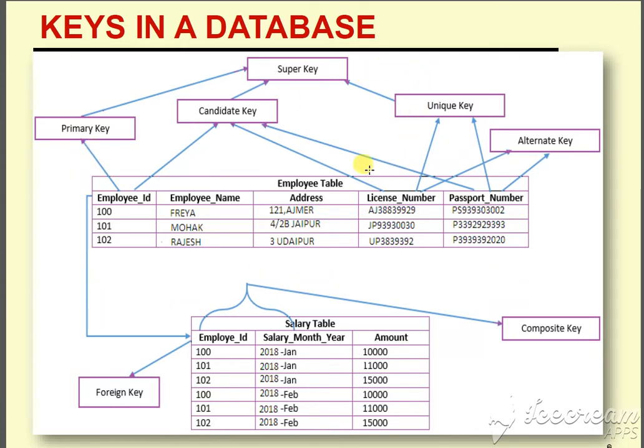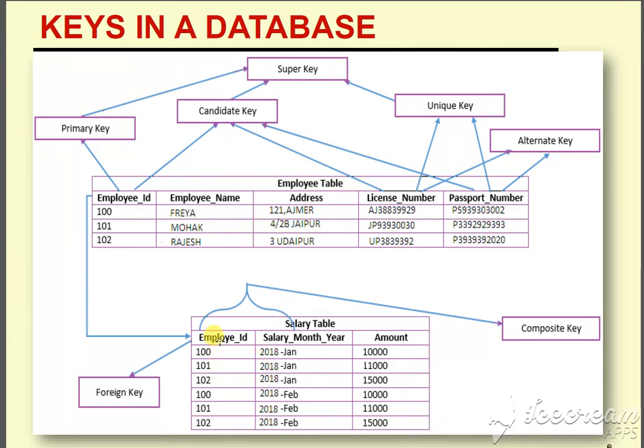Now, when you combine the candidate key and primary key, it becomes a super key. Now this license number and passport number are also unique keys. Okay, so this unique key is the alternate key, and they can be said to be a super key. When you combine these two keys and form one key, that can form a super key.